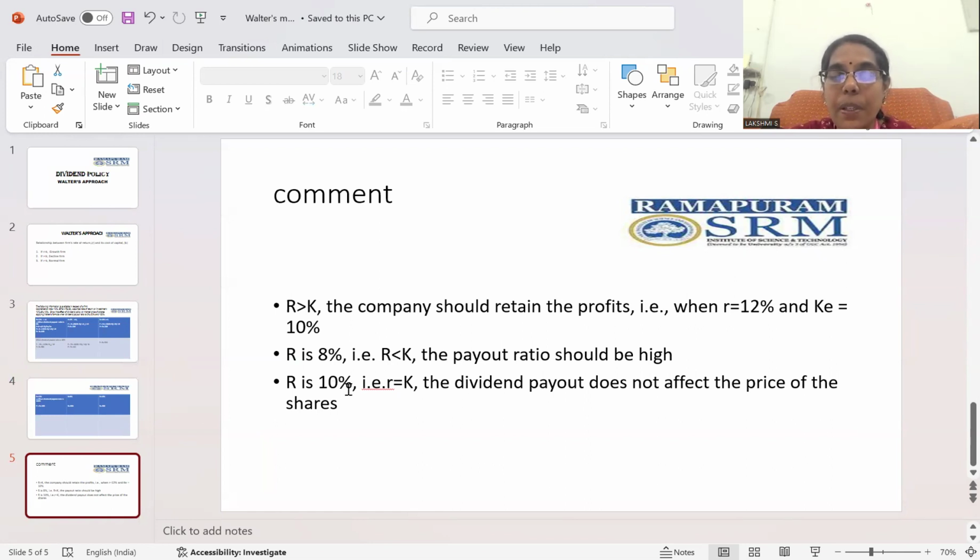Here the R is 10% and the K is also 10%. So R is equal to K. So whatever the company earns is distributed entirely as a dividend to the shareholders. So the dividend payout ratio does not affect the price of the shares.